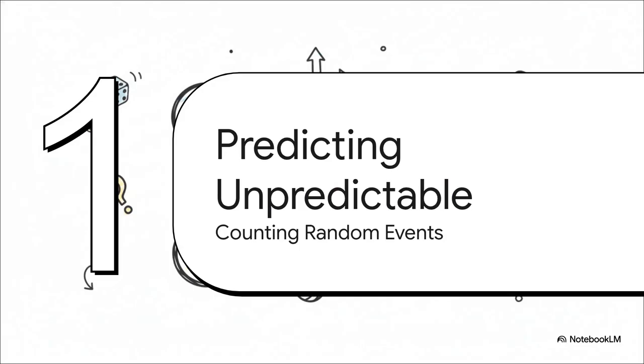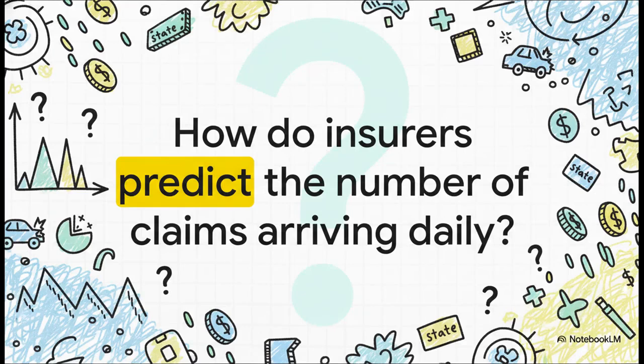Okay, before we can get to the really cool stuff, we've got to start with the basics, the very first building block. Before we can model how things change, we first need a way to just count random things as they pop up. So let's put ourselves in the shoes of an insurance company. You know claims are going to come in. That's a given. But you have no idea when or how many. So how on earth do you prepare for that?